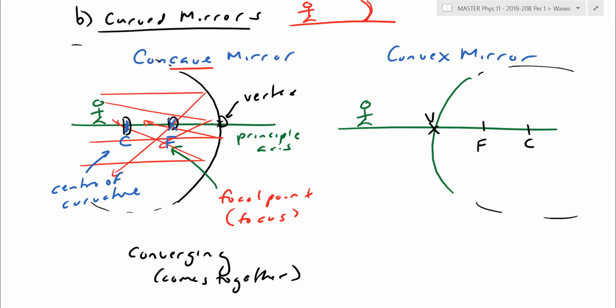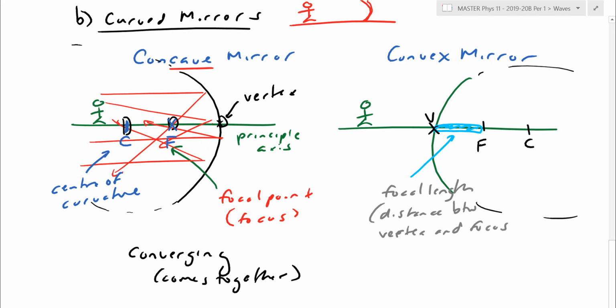In fact, there's another name we can use. Not only labeling the F and the V here, we can call this distance the focal length. As shown on the diagram, this is the distance between the vertex and the focus. The focus is just a singular point, that spot midway between the center and the vertex, and the focal length is the distance between the vertex and this focus point.